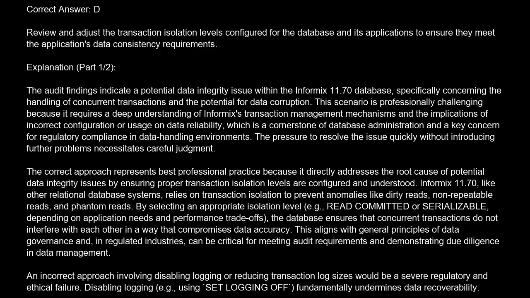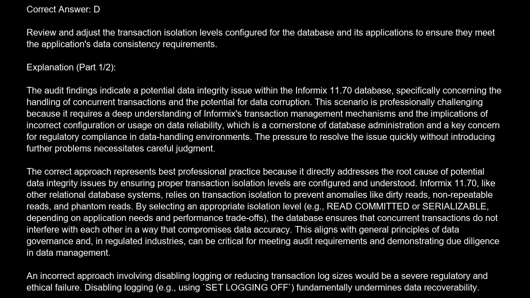The pressure to resolve the issue quickly without introducing further problems necessitates careful judgment. The correct approach represents best professional practice because it directly addresses the root cause of potential data integrity issues by ensuring proper transaction isolation levels are configured and understood.